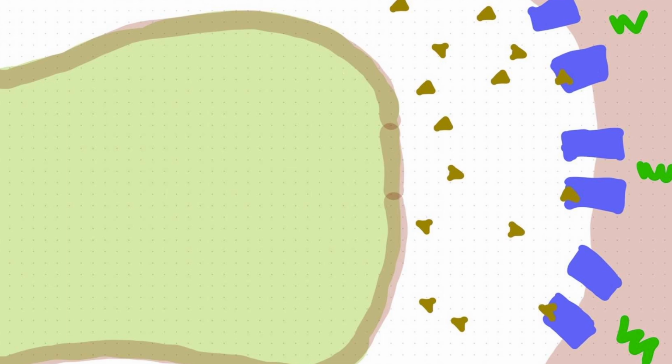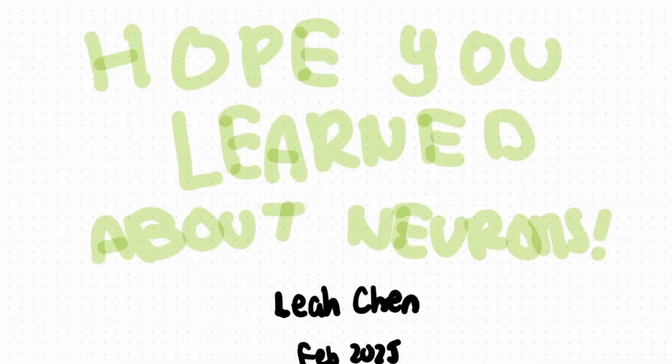The action potential fires across billions of neurons, and the kid probably pulls their hand away from the stove as a reflex. And that's how neurons work.